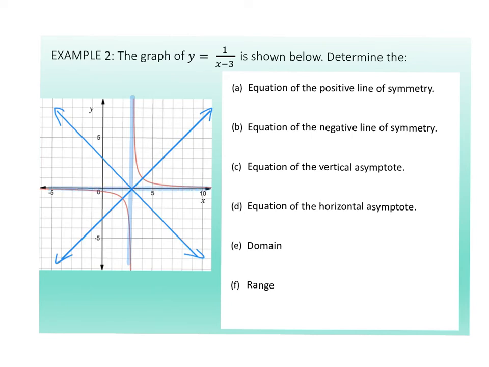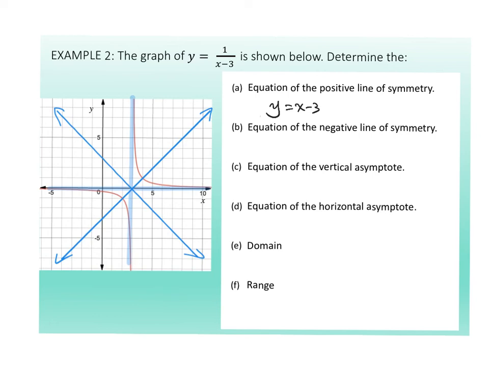Right. Now, let's answer the questions. Equation of the positive line of symmetry. You can see that it has moved across to the right by 3. Doing so, the intersection of this line is now moved down to minus 3. So therefore, we started off with y equals x, and when it's moved down it is minus 3. So you can see that we've moved the whole line across to the right.